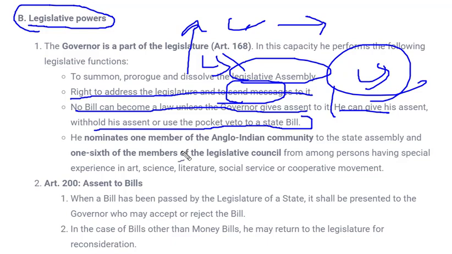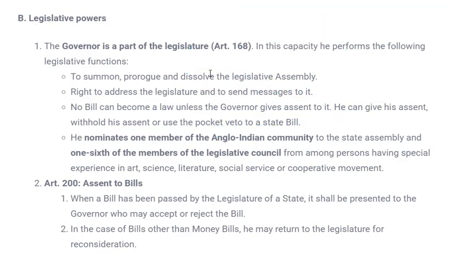Next is that he can use a pocket veto on the state bill. Pocket veto means he can keep the bill with himself for a certain period of time, and after consideration, he can give assent to the bill after that time, but that period is mentioned. If over here we are calling it a pocket veto, it means a certain time period is fixed, and within that time period the governor has to give his assent.